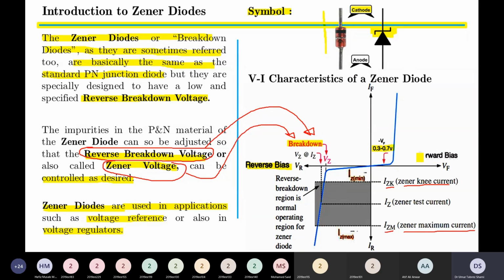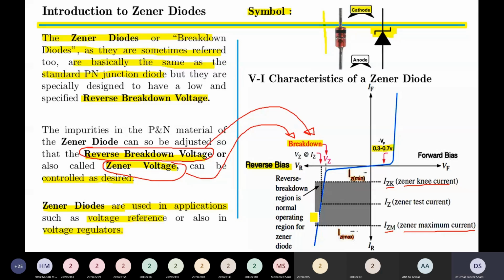And if the diode is made up of silicon material, then the forward bias voltage drop will be 0.7 volts. And if the material being used is germanium, in that case, the forward bias voltage drop of the Zener diode will be 0.3 volts. So the Zener diode can act like a normal diode when it is working in the first quadrant. The purpose of using a Zener diode is demonstrated in quadrant number 3.